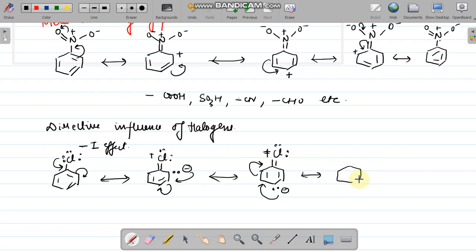In the next step, this is going to attack over here. So this bond is going to shift, electrons are going to shift over here. Therefore, we are going to have this resonating structure.